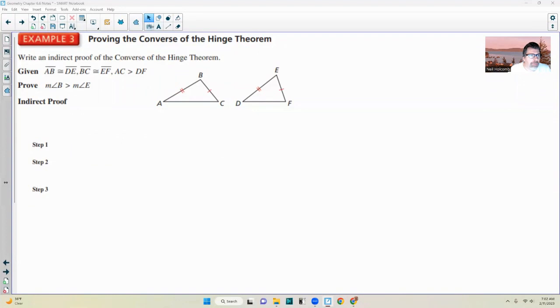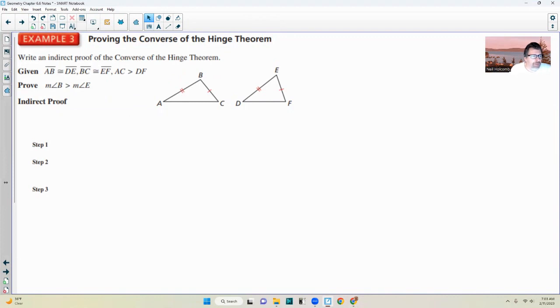Okay, example 3, proving the converse of the Hinge theorem. So now we're going to do a proof. It says write an indirect proof of the converse of the Hinge theorem. We're given AB is congruent to DE, so there are 2 marks on those. BC is congruent to EF, those have 1 mark. And side AC is greater than DF.